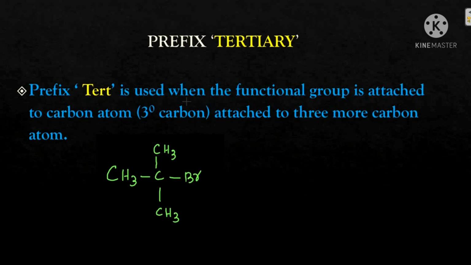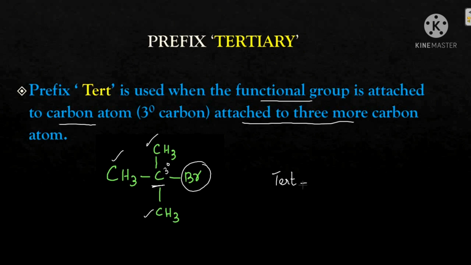Prefix tertiary is used when the functional group is attached to the carbon atom which is attached to 3 more carbon atoms. See the previous one, that is secondary, is a carbon which is attached to 2 more carbon atoms. Here it is 3 more. Look at this example. The functional group bromine is attached to a carbon atom which is attached to 3 carbon atoms. That means this carbon is a tertiary carbon. Understood, students? That means we can make use of the prefix tertiary here.